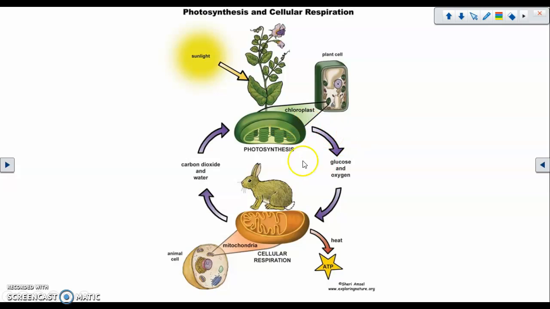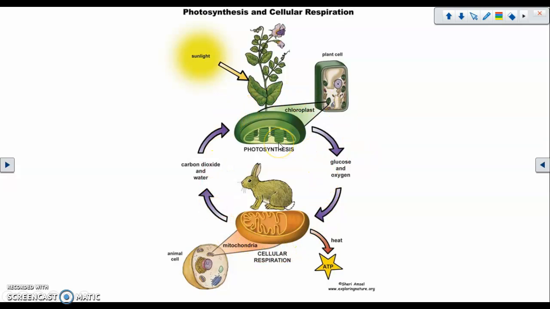So animals cannot live without this form of energy and oxygen. Obviously, oxygen is a very, very important thing for animals. In turn, animals create carbon dioxide and water, and this carbon dioxide is essential for plants to live as well. So it's kind of like the circle of life, if you think about it.